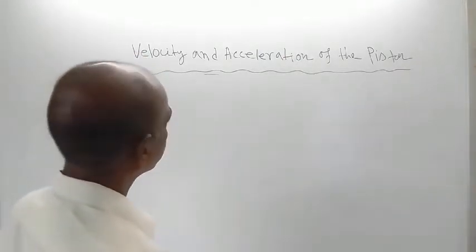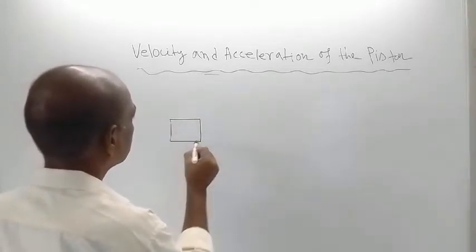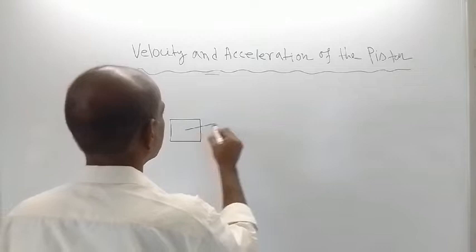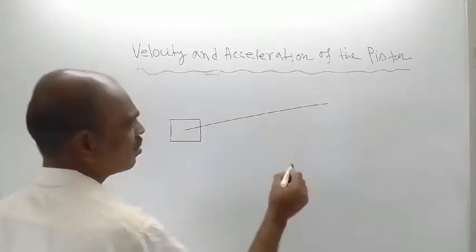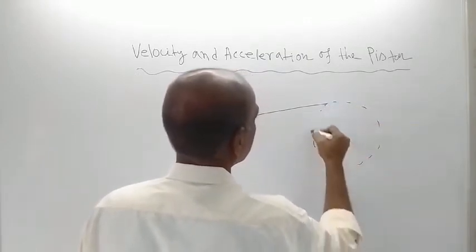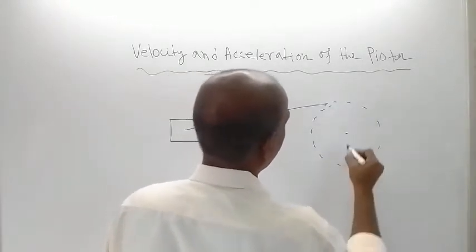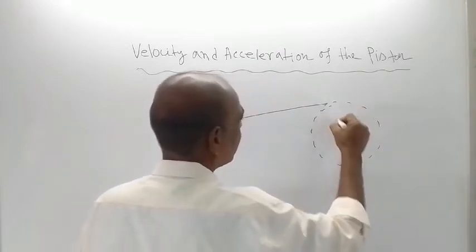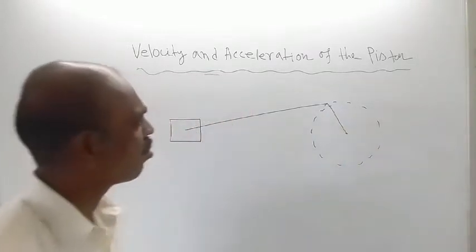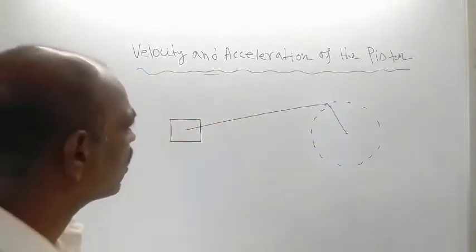say, this is the piston. This is the piston, and here this is connected this way. This is the connecting rod, and say, let me draw the circle first. This is the center of the circle, and if you join this point and this center, then you will get the connecting rod. So this is crank and this is connecting rod.